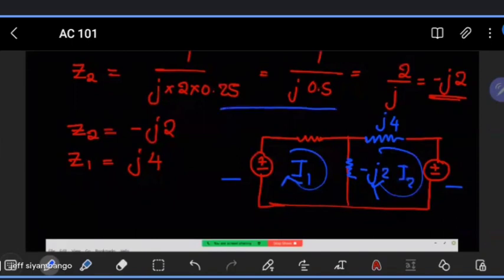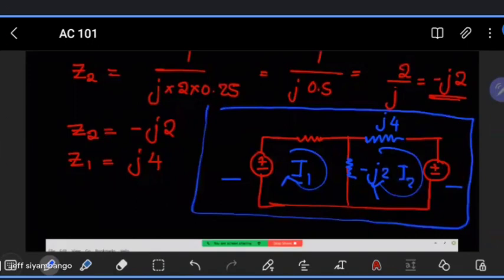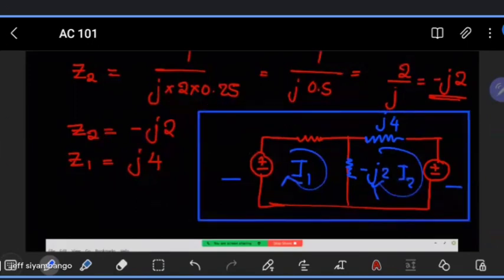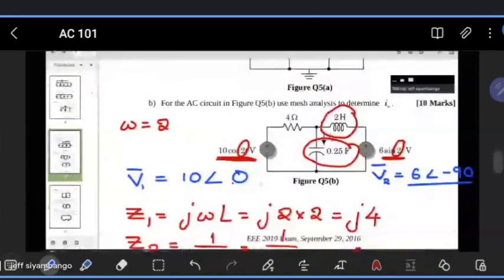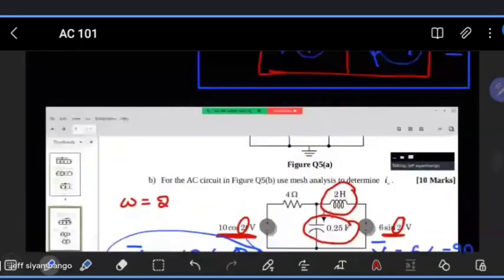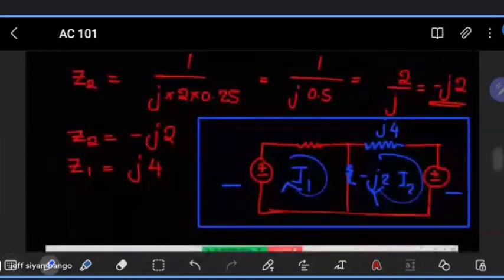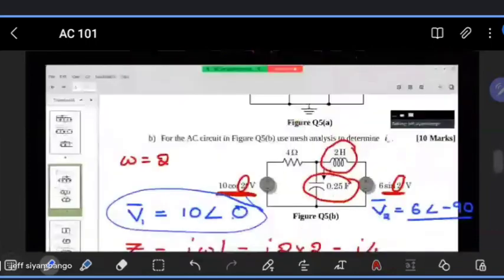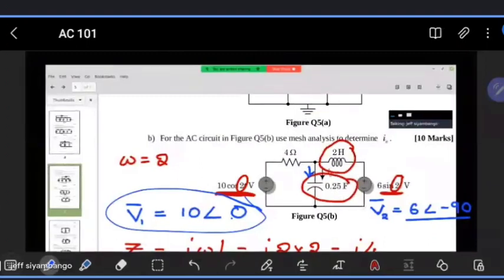Would you guys want to try this question out? Simply use mesh analysis to simplify this. I think we already converted the sources to phasor form. I think these are the values for the voltages. Can I let you guys try this one out and see if you can actually answer the whole question now, saying for the AC that use mesh analysis to find IO. IO is the current passing through that capacitor. Would you want to use mesh analysis to find it?